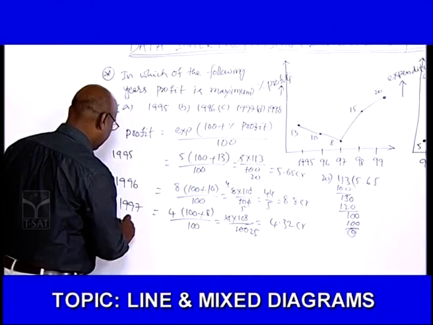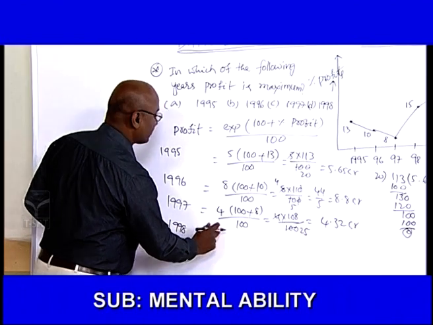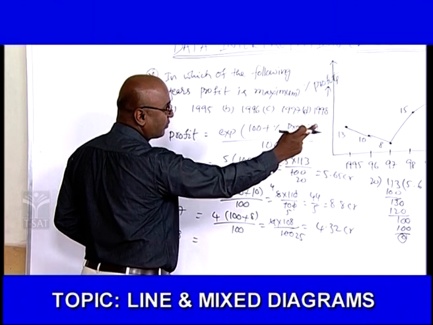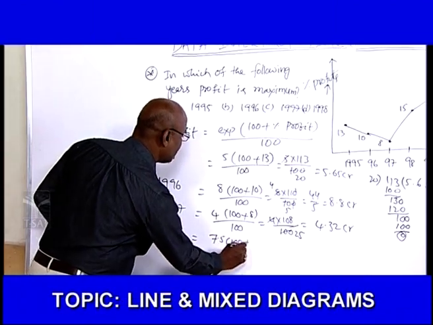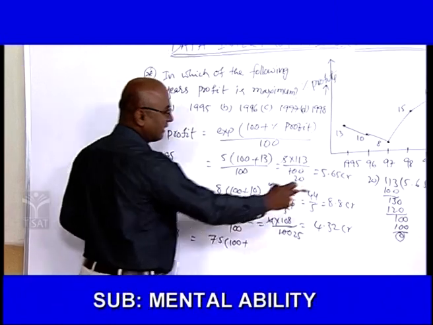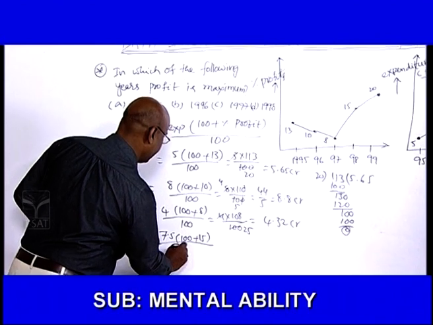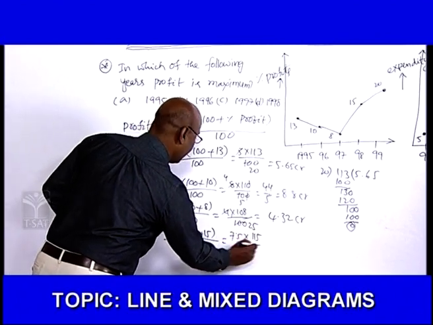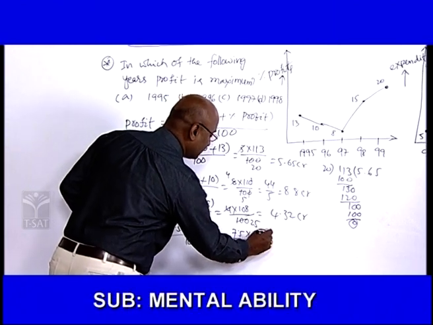And in the year 1998, profit is equal to expenditure. In the year 1998, expenditure is 7.5 crores. So 7.5 into (100 plus percent profit in the year 1998, which is 15) by 100. That is equal to 7.5 into 115 by 100.